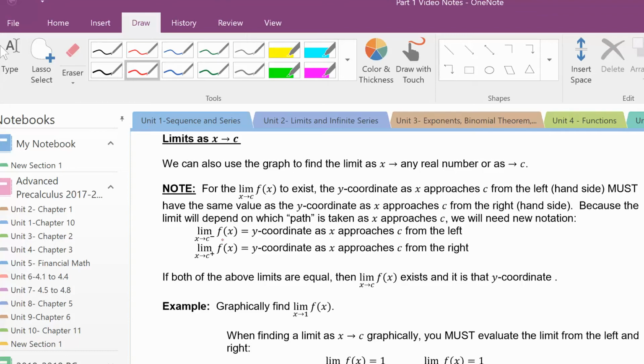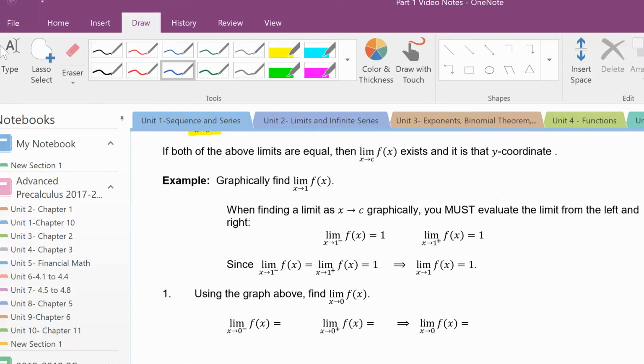So to find the limit from the left, we say as x approaches c, and we put a negative sign above the c, kind of like an exponent, to say the left-hand side. And when we do it from the right, we put a plus sign up there to find the limit from the right. If those two are the same, then the limit is that number. If they are different, then the limit does not exist.